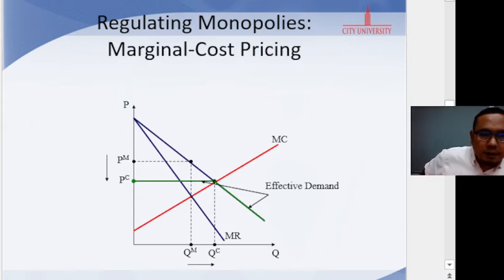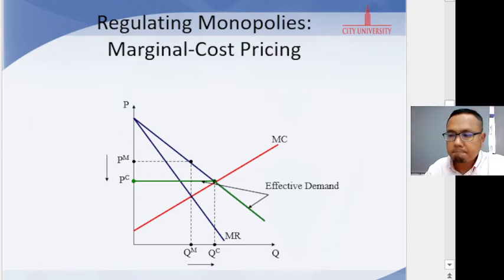You can see from this slide how governments regulate monopolies by controlling or monitoring the price.